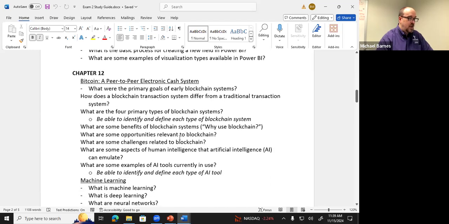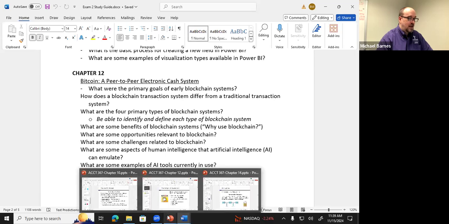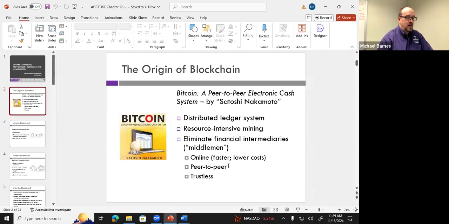Also, moving on to chapter 14, Bitcoin, a peer-to-peer electronic cash system. So what were the primary goals? Make sure you take a look at this slide right here. There's a lot going on in this slide, but I would expect you to be familiar with all of it because all of it's very relevant with respect to how blockchain originated and what the goals of it were. So yeah, please be familiar with that.